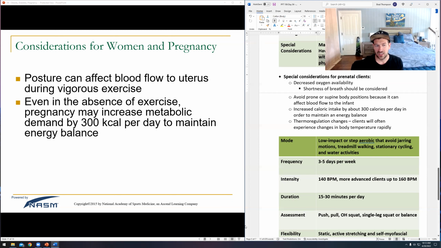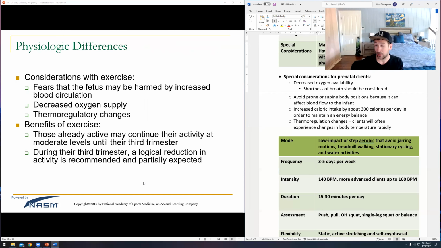Not at all. So even in the absence of exercise, you are going to still need to see an increase in the number of calories consumed. That's going to be about an average of 300 calories per day. So if we are looking at what someone's basal calories are, we're going to probably increase that by about 300 calories per day, to feed a growing body.